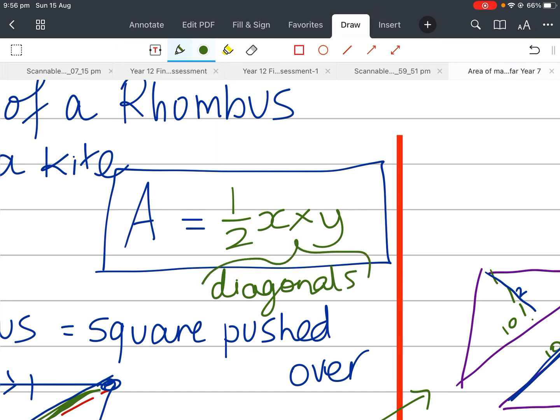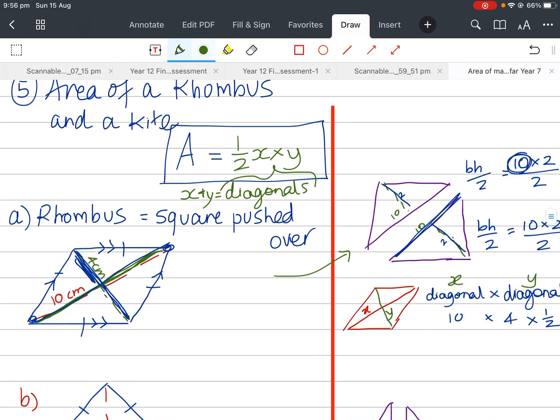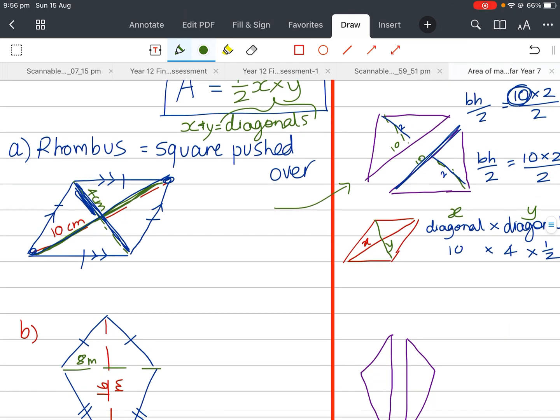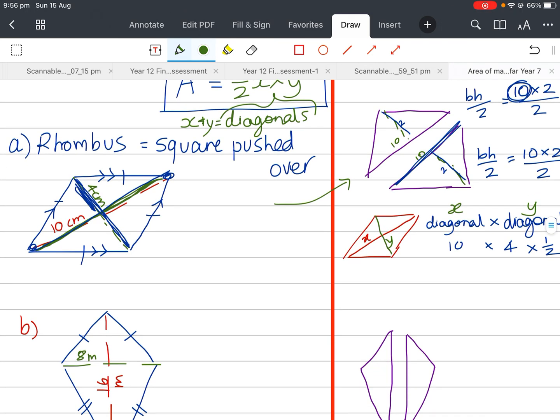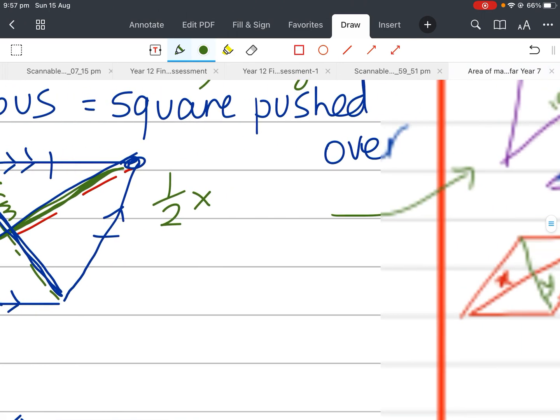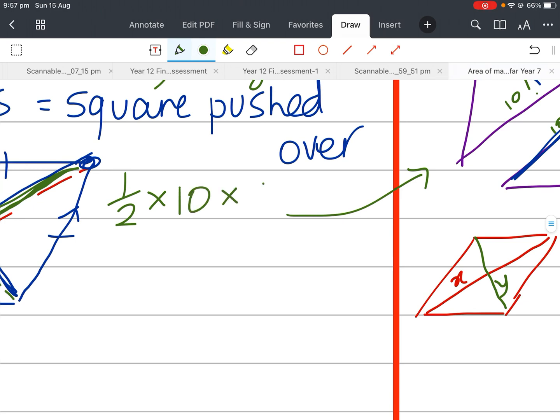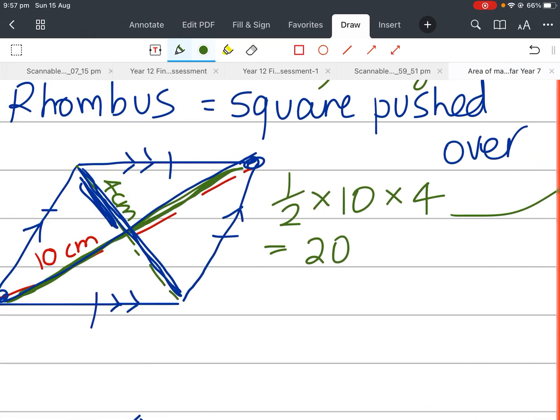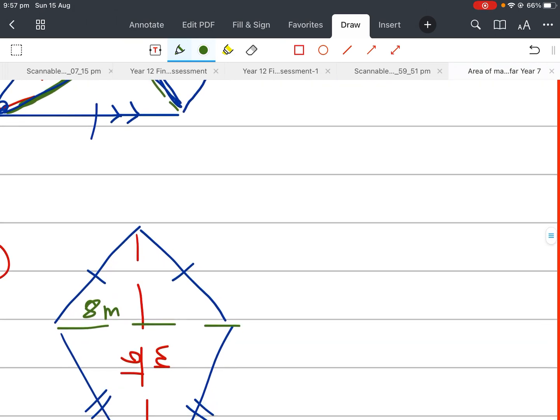So X and Y equal the diagonals. All right? So I'll just put that working out over here. So that means we'd go half times. So one diagonal is 10. The other one, you'll remember, is 4. So half of 10 is 5. 5 times 4 is 20. Remember, only halve one of the numbers. We only halved one of the diagonals, didn't we? Okay, and if you do it on your calculator, half times 10 times 4, you can never go wrong.